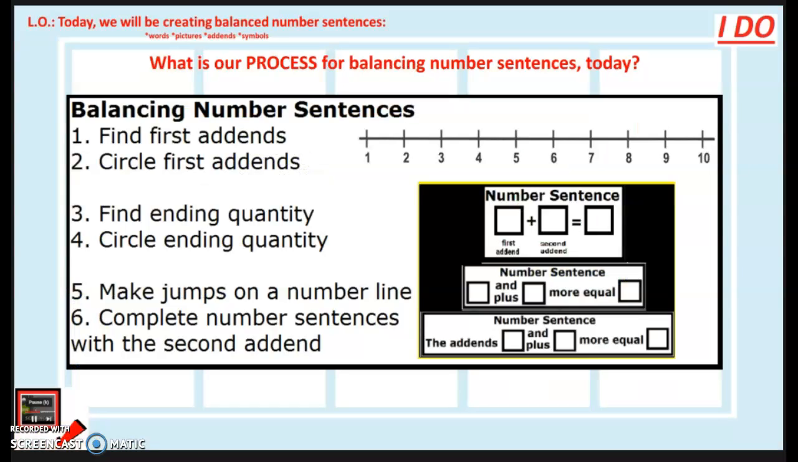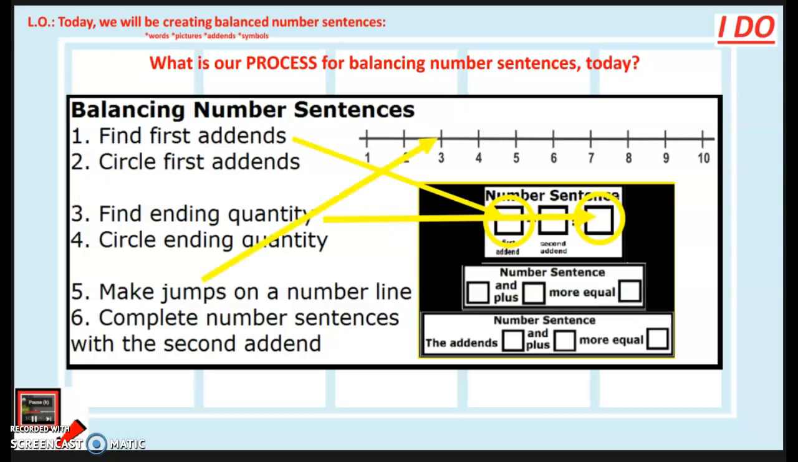Well, before we get started, we always have a process for balancing anything in math. For us, the first thing is to find those add-ins. So we're going to find the add-in, and then we're going to circle it. That's the second step. Third step, we're going to find that ending quantity. Now we're working with numbers, and we're missing an add-in here, an add-in there. We're going to be finding that missing number. So then we circle the ending quantity.